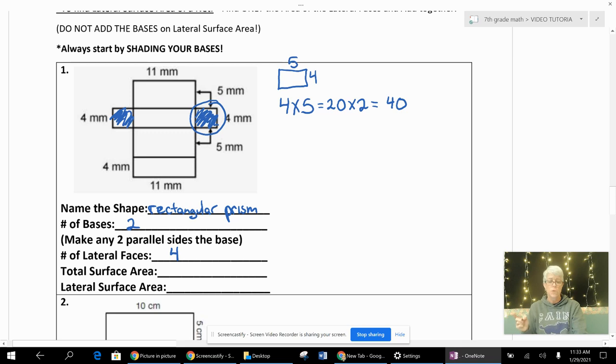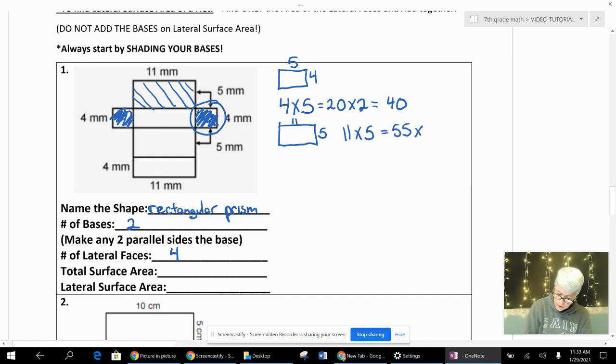All right, let's look at another side. Let's look at this side. I'll make lines that are a little bit different. And this one, you can tell that one side is 11 and the other side is 5. 11 times 5, base times height, is 55. And there's 2 of them. Here's the other one. All right, that's going to be 110.